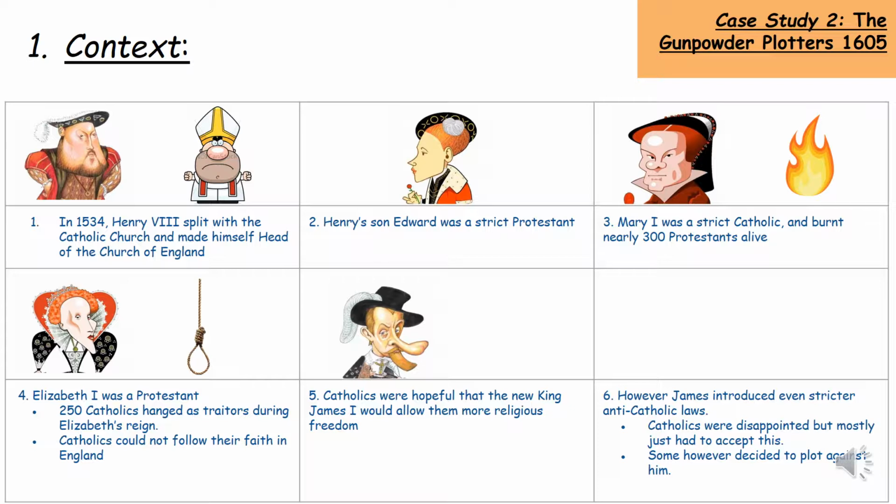Catholics were hopeful that the new James I would allow them more religious freedom. Part of the reason people were hopeful was due to the fact that James I's mum was Mary Queen of Scots, who had been Catholic before she was executed by Elizabeth. However, James introduced even stricter anti-Catholic laws. Catholics were disappointed, but mostly just had to accept this. Some, however, decided to plot against him. Pause the clip here and complete the activities on the worksheet.